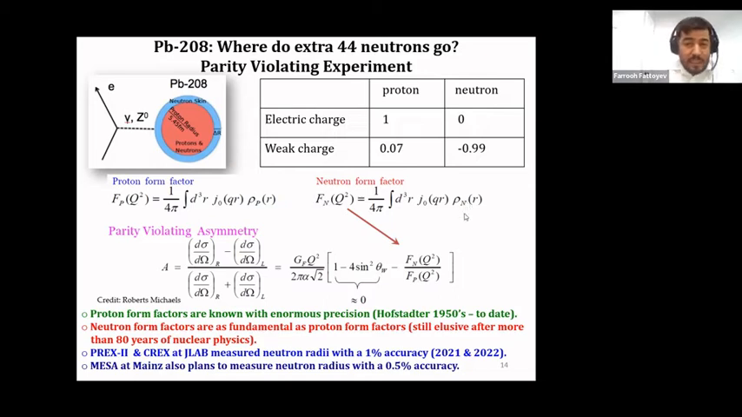Of course, the experiment is very hard to do, so essentially it's done at one Q momentum transfer, and we get the neutron radius with very high accuracy. That was the goal, and it was done at JLab last year and 2 years ago, actually, and was reported last year, but also this year. And there is a plan at Mainz to do the same measurements with even higher accuracy.